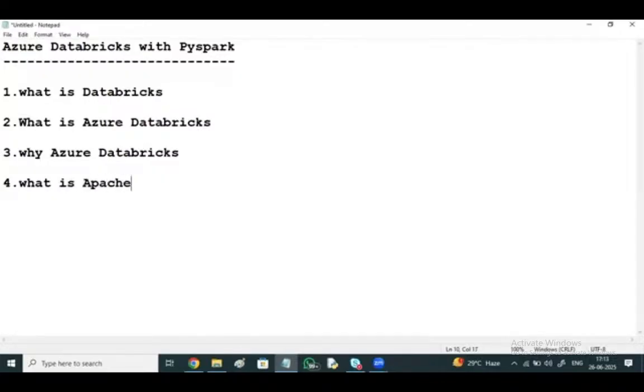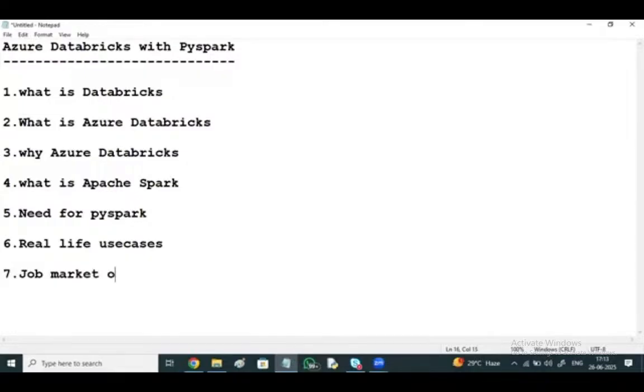What I am going to discuss as part of today's session: what is Apache Spark, the importance of Apache Spark, the real world need for PySpark, real life use cases, and the job market of Azure Databricks with PySpark.